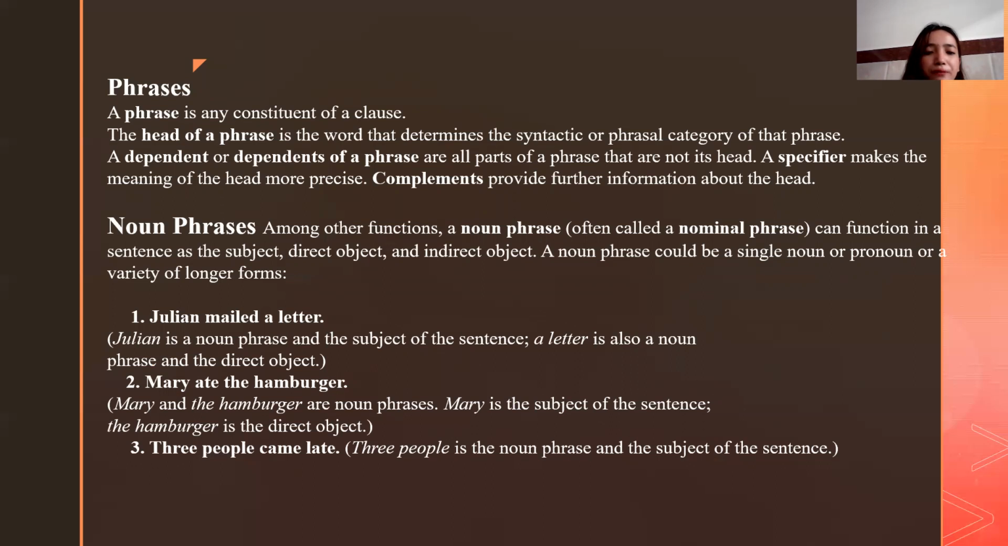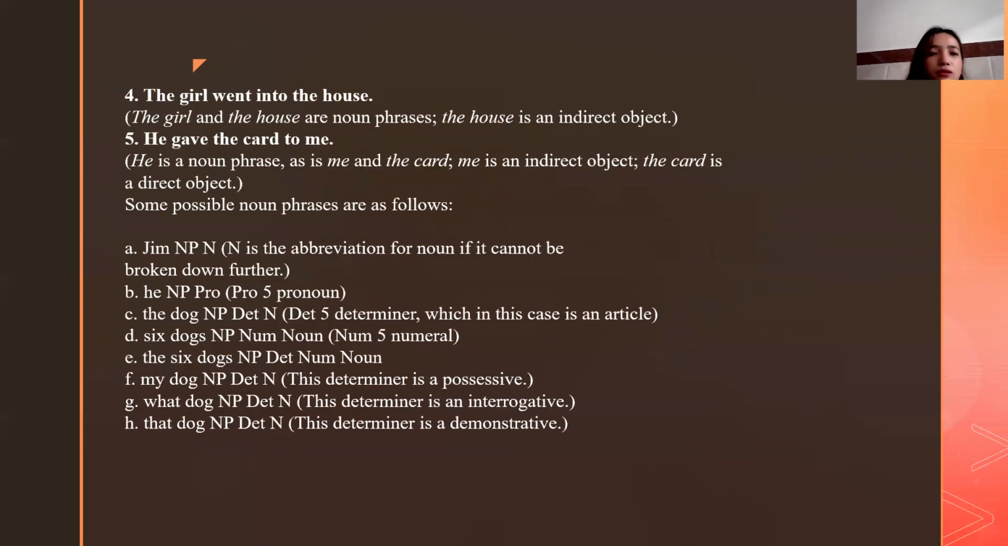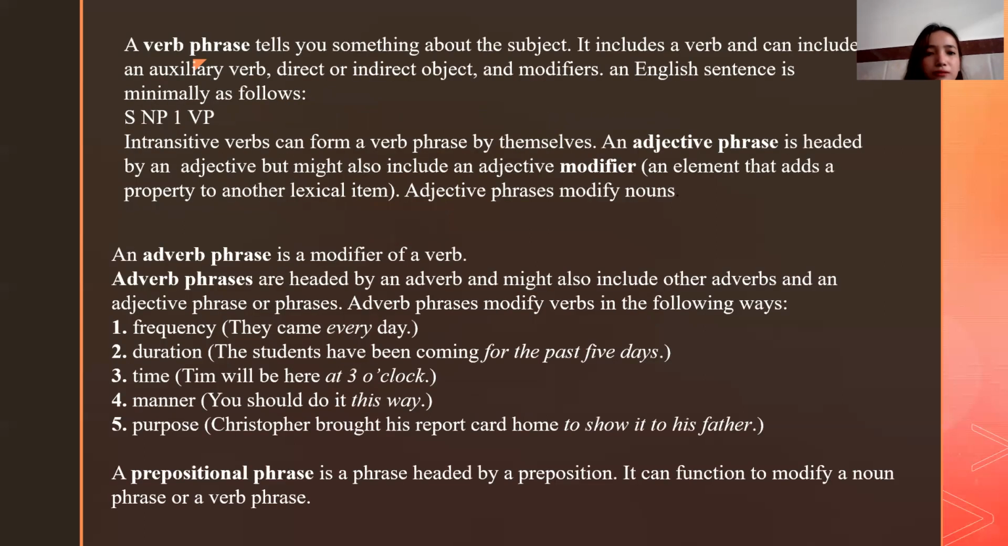So, Mary ate the hamburger. Mary and the hamburger are noun phrases. Mary is the subject of the sentence and the hamburger is the direct object. Another example: the girl went to the house. The girl and the house are noun phrases, and the house is the indirect object. This is how we can identify the noun phrases in a sentence.